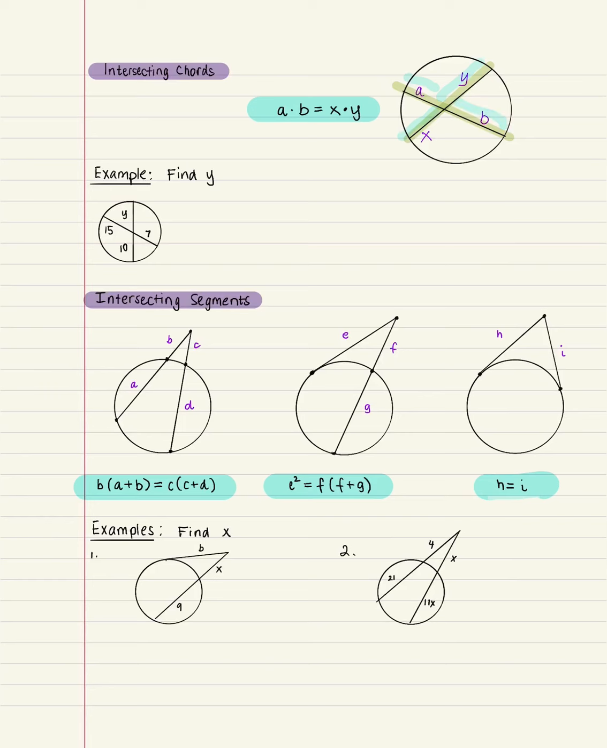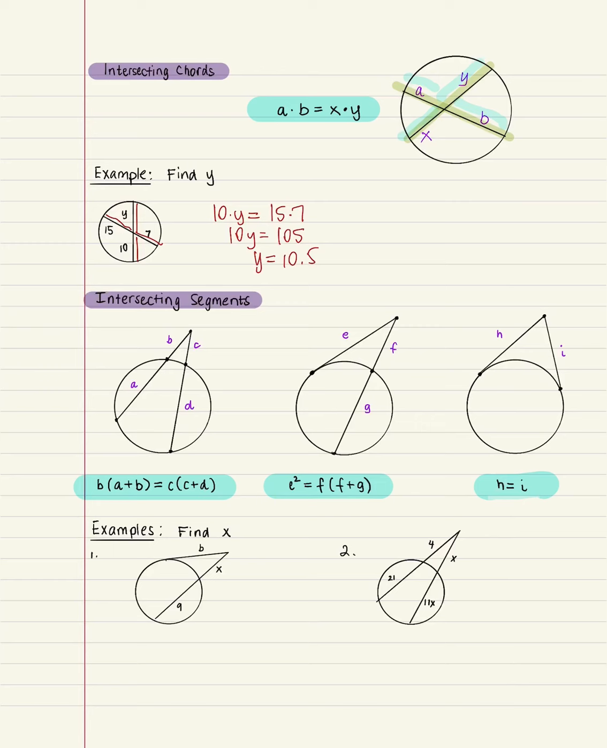So let's look at our first problem. Okay, we have a chord that is made up of y and 10, so 10 times y, and that has to equal the product of the parts of the other chord, which is 15 and 7. So 15 times 7. So 10y is equal to 105, which means that y is 10.5.